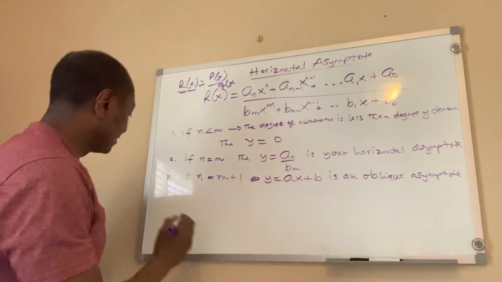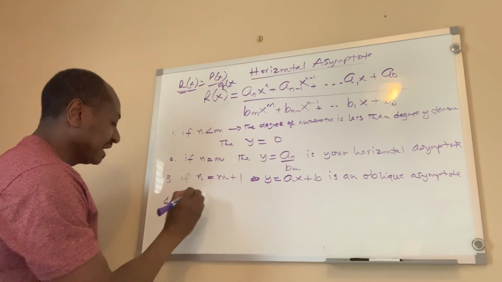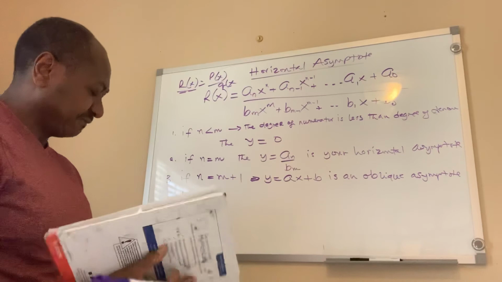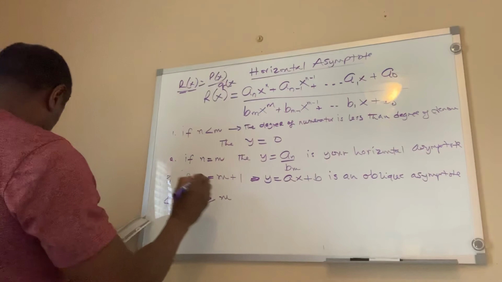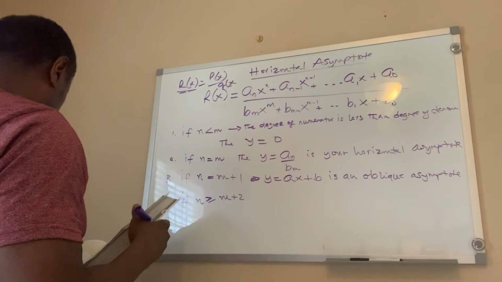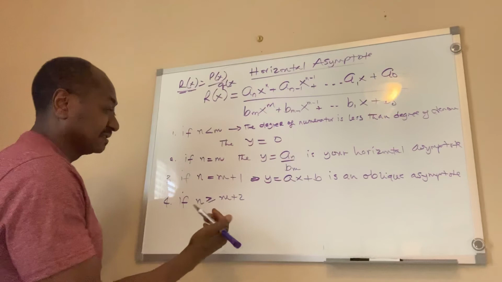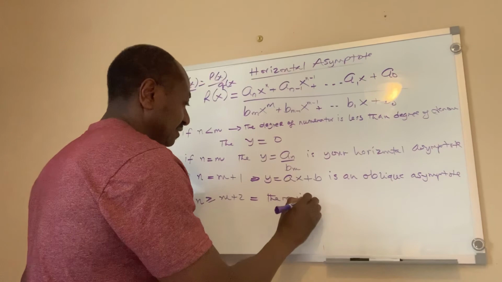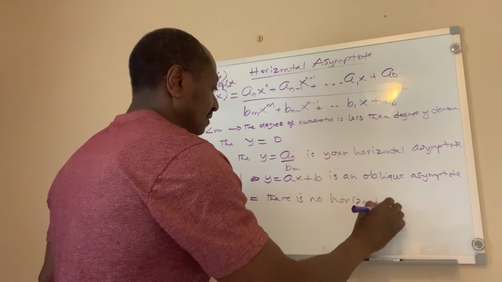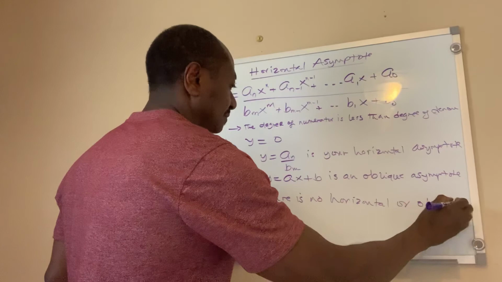Okay. Now, the fourth condition is if n is greater than or equal to m plus 2, if the degree of the numerator is 2 or more greater than the degree of the denominator, then there is no horizontal or oblique asymptote.